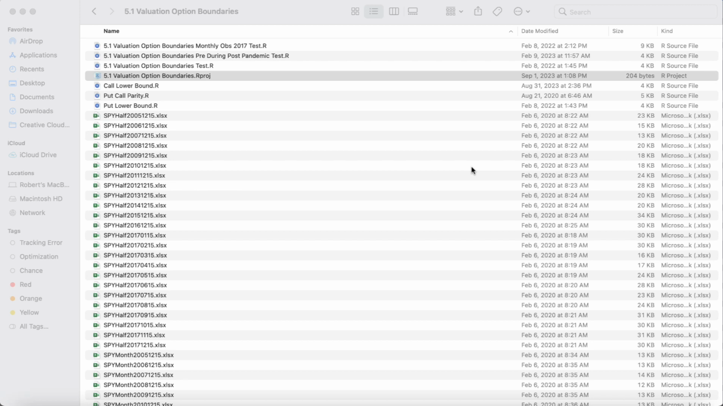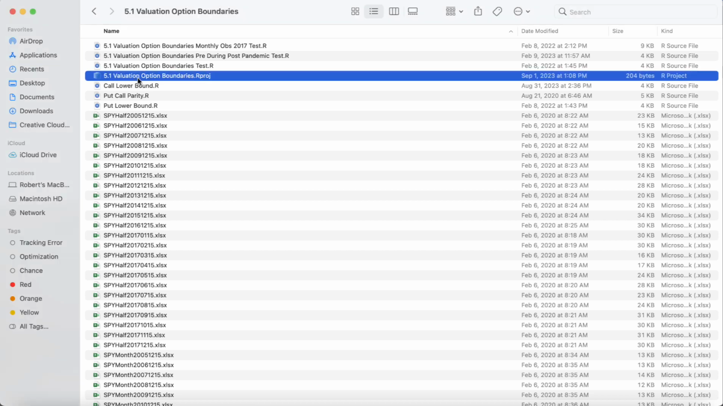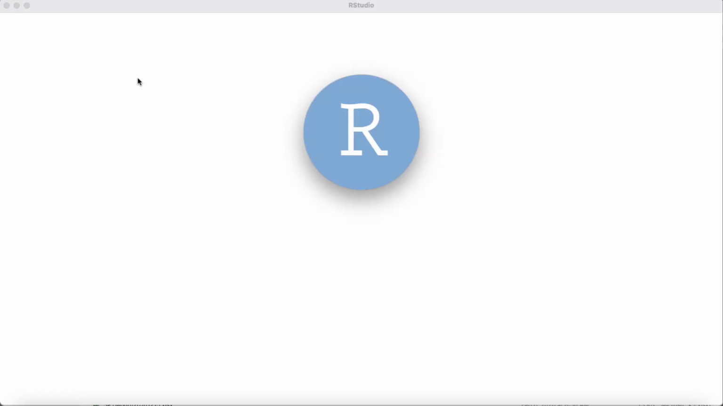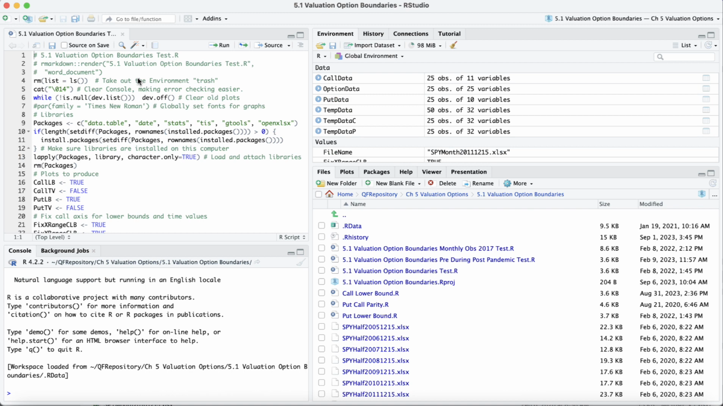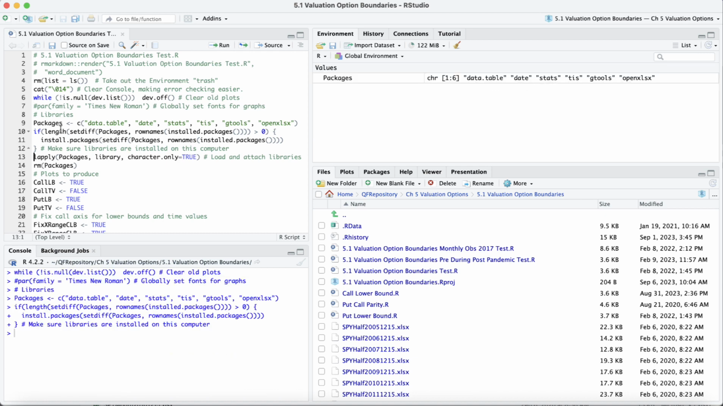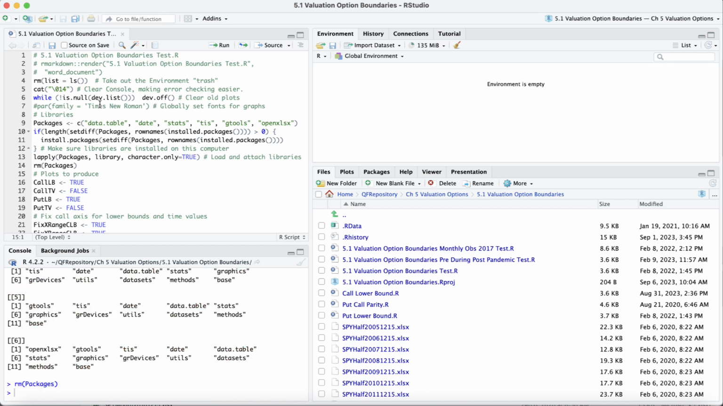We now take a quick tour through some of the R code provided in Module 5.1, Valuation Option Boundaries. Again, we'll just load the RPROJ file, which keeps a lot of the defaults and other things as before. Depending on how I left it, you can have a variety of different things here. And so I can take out the trash, and add several packages that will prove useful for this particular module.